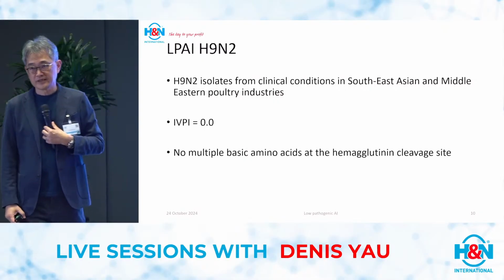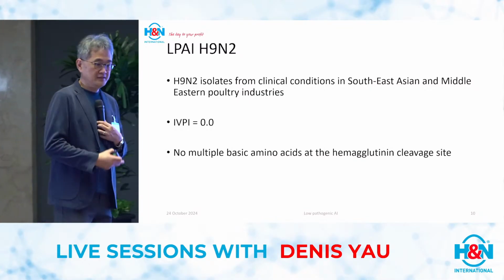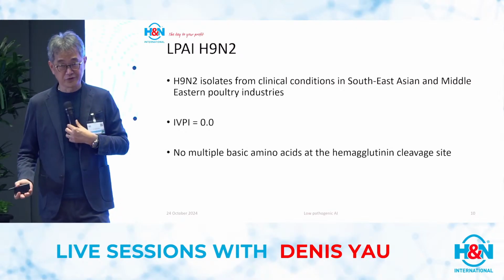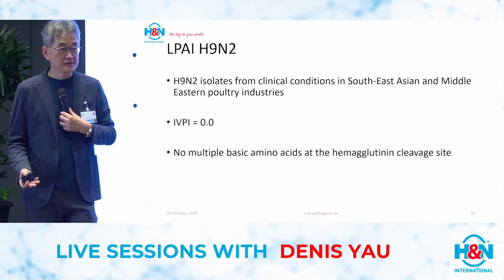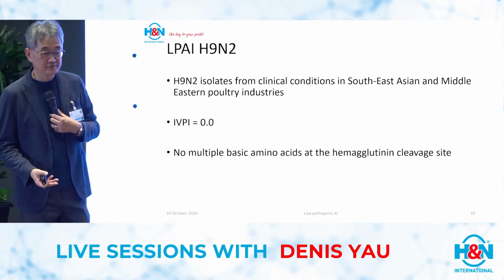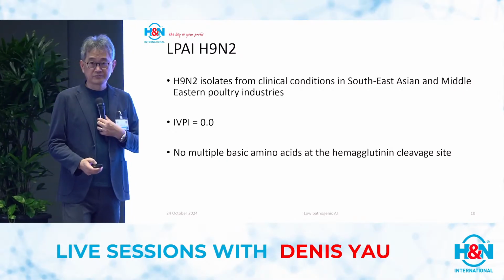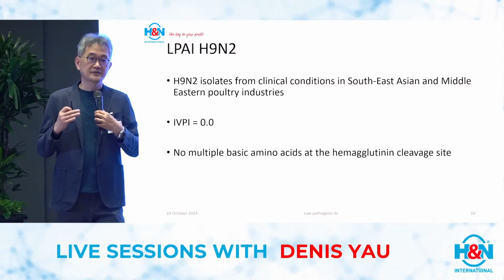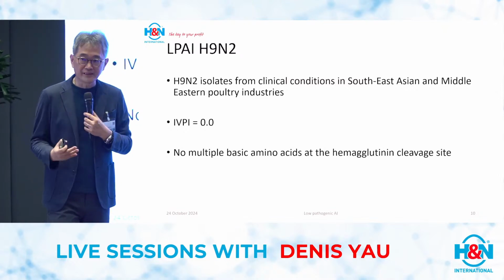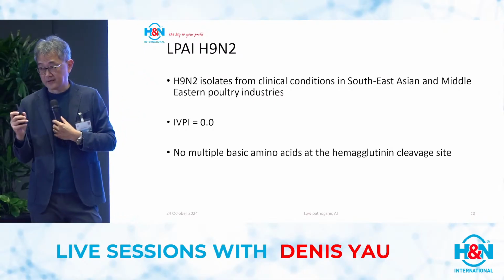So H9N2, as I mentioned, if you send it to the reference lab, they all say it is low pathogenic or non-pathogenic. But the point is, on the farms, people are crying to see a drop in production and mortality. So how do we link the academic findings with the local practical findings? That is an issue for you guys.